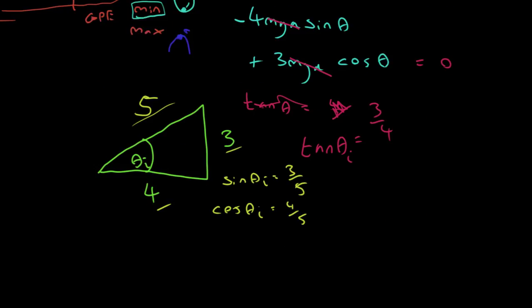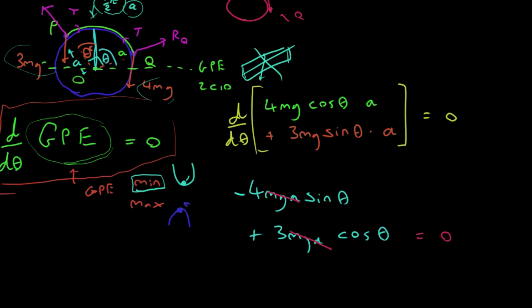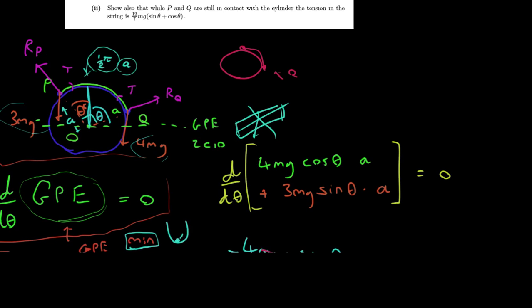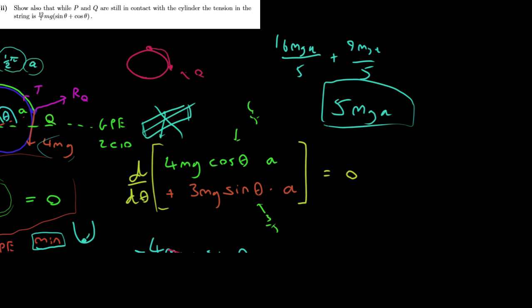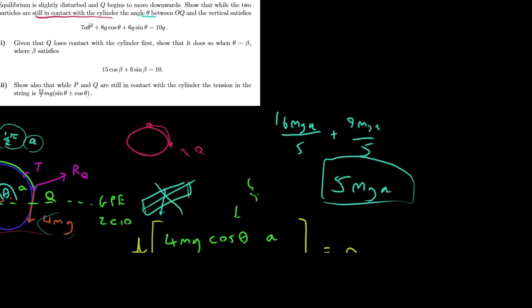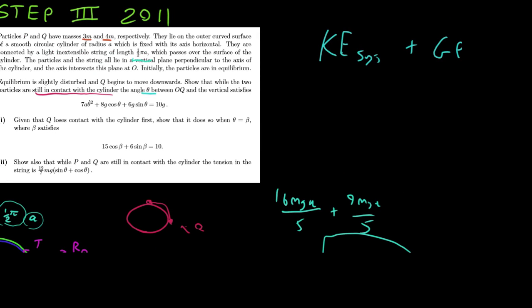And we can actually find that now because we know what theta I is. So this is our expression for the gravitational potential energy. And we know that sine theta I is 3/5, and we know that cos is 4/5. So we calculate that to be 16mgA over 5 plus 9mgA over 5. And that gives me 5mgA if my maths is correct. So that is the total energy of the system. Okay, so I'm going to put that on the right hand side.